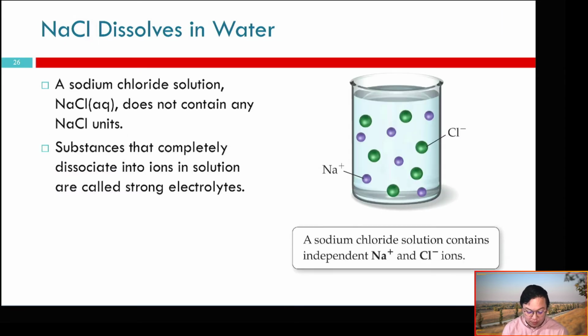All right, so when we dissolve our sodium chloride, or salt, it actually splits up like this, and we get these individual ions that float around in the solution. So these are chlorines, and these are sodiums. And they'll evenly disperse throughout the solution. These substances that completely dissociate into ions in solution are called strong electrolytes.